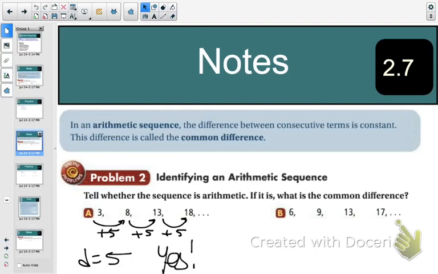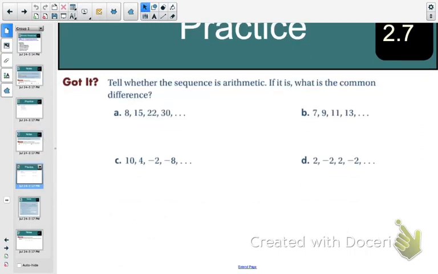Yes. This one goes up 3, then up 4, then up 4. So this one is not arithmetic, and I'm not really sure what the pattern is here, but it's going up 3 and then 4. So it's not arithmetic. Okay, look at these ones, see if you can figure out if they're arithmetic or not arithmetic, and if so, find the common difference. Okay, so pause this in 3, 2, 1, pause.